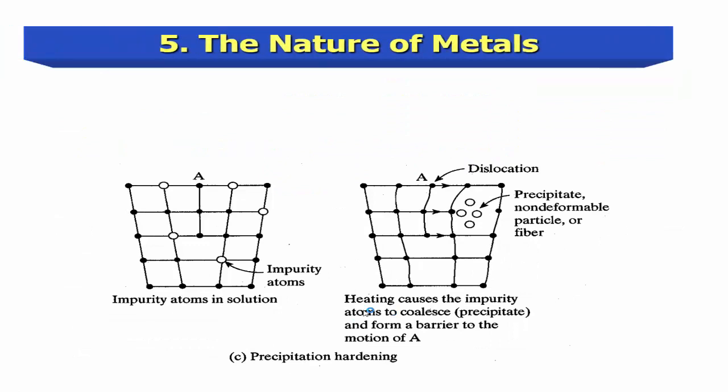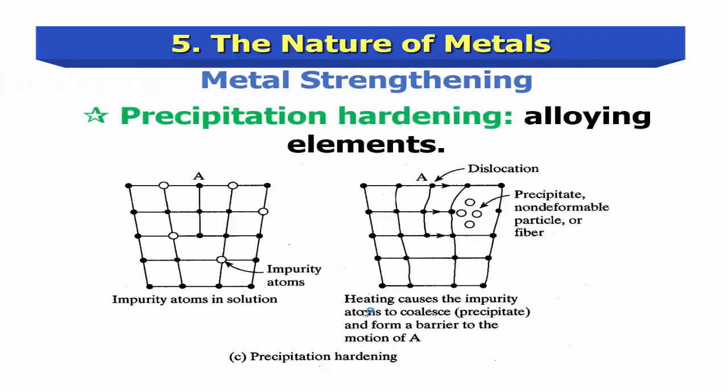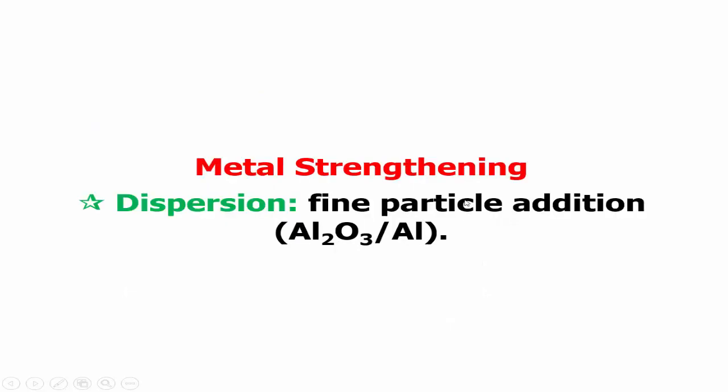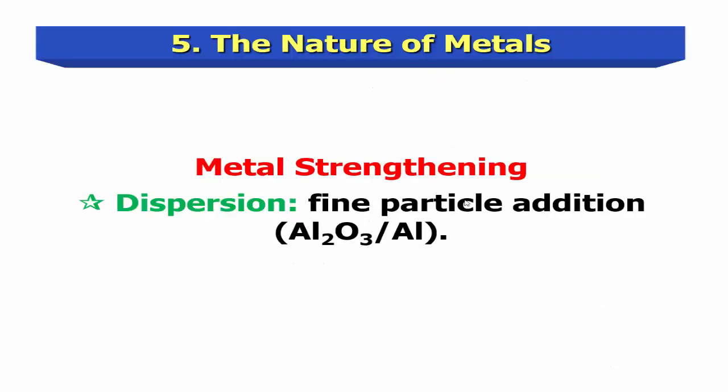This is another example, precipitation hardening. I mean alloying elements. You have here impurity atoms in solution, and you have here the heating causes the impurity atoms to precipitate and form a barrier to the motion of dislocations. So we've seen metal strengthening, and it's also called the dispersion, and it's a fine particle addition.